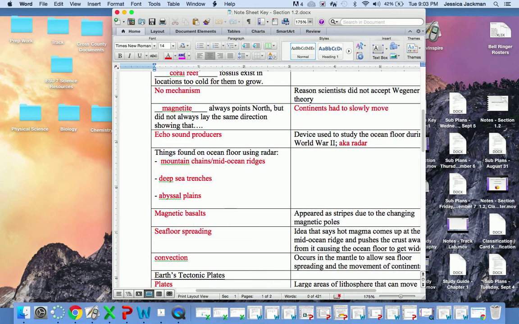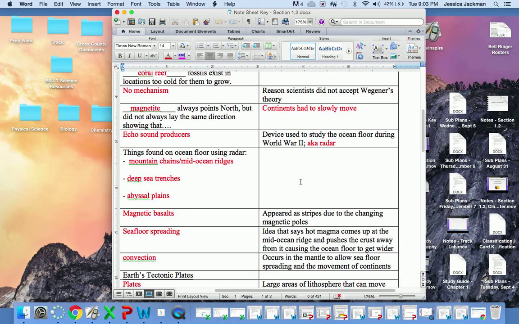On your reading, it's called echo sounders, which is a device used to study the ocean floor. Really, echo sounders are radar. That's why I highlighted radar in red so that it stuck out to you that I had added that on your sheet where it says AKA radar already there for you. That's what echo sounders are. The things they found on the floor using radar were mountain chains, or in other words, mid-ocean ridges.